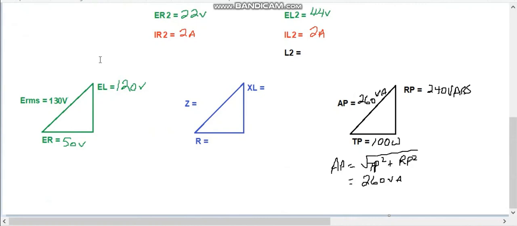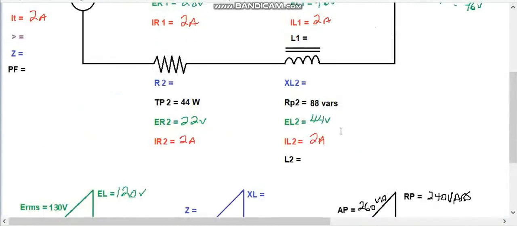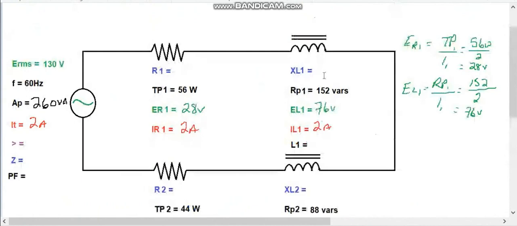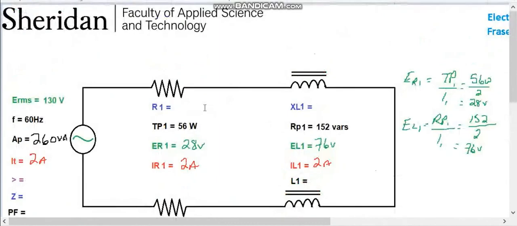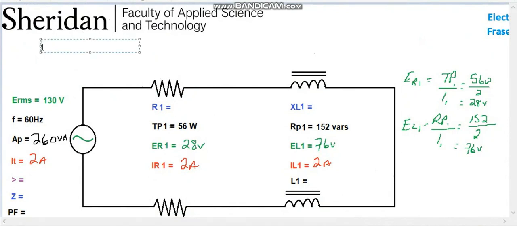Okay, so now let's take a look at, we can find our inductive reactance here, and we can find our resistance just using Ohm's law. We can find our inductive reactance and resistance of all of the devices here. Let's start with R1. We're just using Ohm's law.